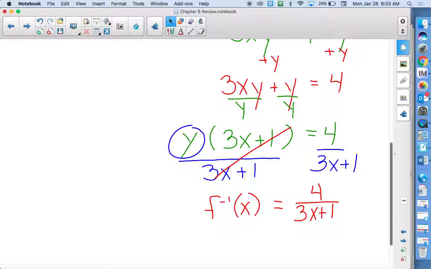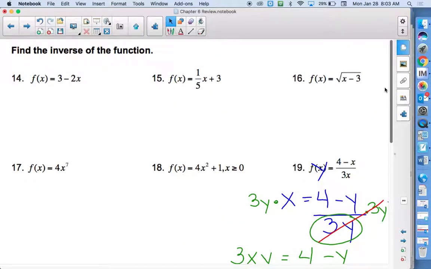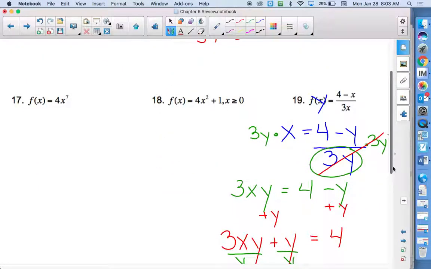Can we do 17? Yeah, this is a good one too. So 17, switch x and y. And then, Odette, what did you do to get y by itself? Okay, you said 17, sorry. I'm like 15 apparently. Alright, Odette, let's try again. Let's switch x and y. Alright, there we go. And then what did you do? Divided by 4. Yeah, divide by 4.